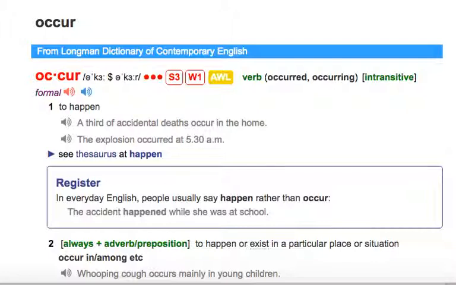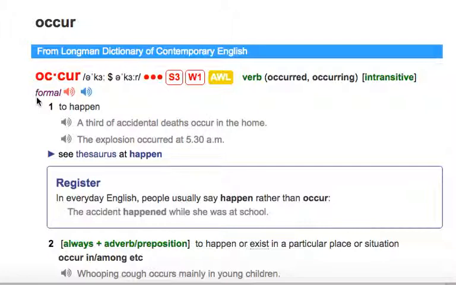Occur is a verb, and it has two meanings. Let's look at the Longman Dictionary and see what it says. Occur. Verb, occurred, that's the past tense, and occurring. Please notice the spelling. There's two R's. Yeah? It's an intransitive verb.